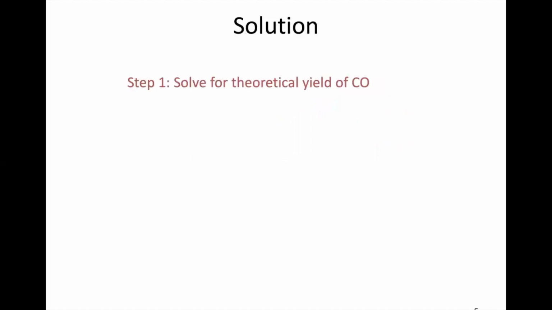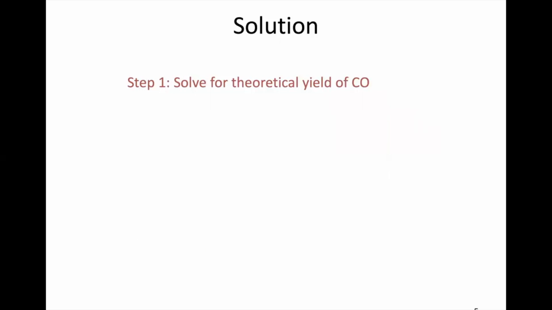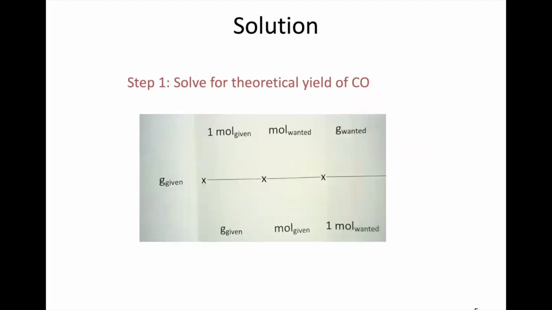So we're going to go ahead and work this out. Your first step is to solve for the theoretical yield of CO. You're going to use this gram to gram conversion. Notice in the equation, they gave us grams of O2. That has nothing to do with CO. That's why we have to bring in this grams given formula, because if you're given grams, you can get grams of something completely different. This is going to be a really useful tool.